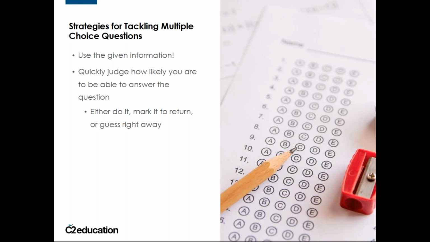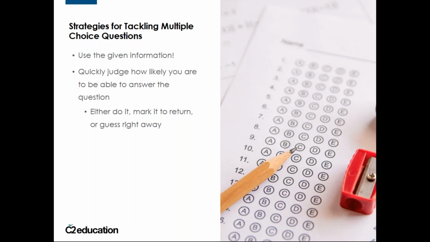Now, there is no guessing penalty on this test. So when you see a question, decide how fast am I going to be able to solve this? Am I going to be able to solve it quickly? And if you can, do it. Otherwise, mark it that you're going to return to it, or just guess on it right away. If you're unsure you're going to be able to do it, say, okay, I'm going to come back to this, do it a little bit later.